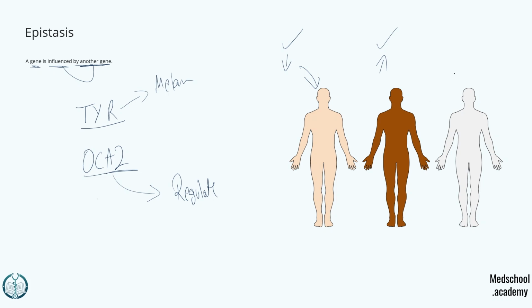But this person, he suffers from something known as albinism. So in this person, the TYR gene is mutated. So regardless of the amount or the regulation of melanin that was to be done by the OCA2 gene, it is pointless. So the function of this gene right here is influenced by the TYR gene. Or in other words, the TYR gene is epistatic towards the OCA2 gene.